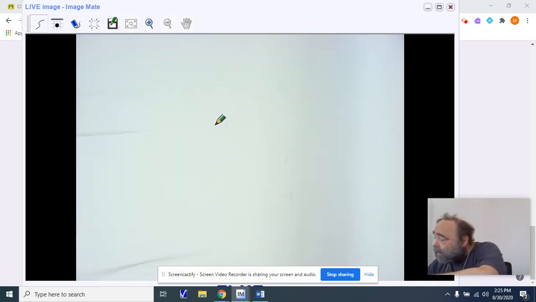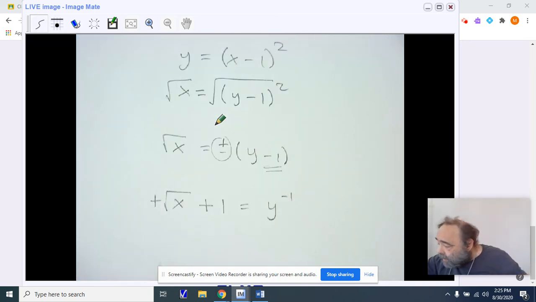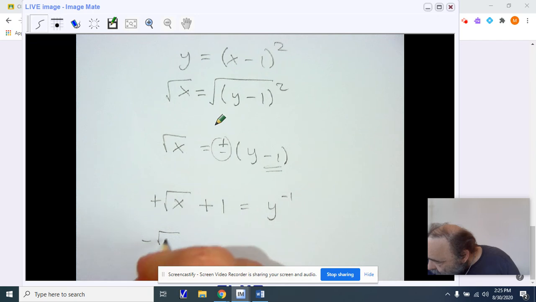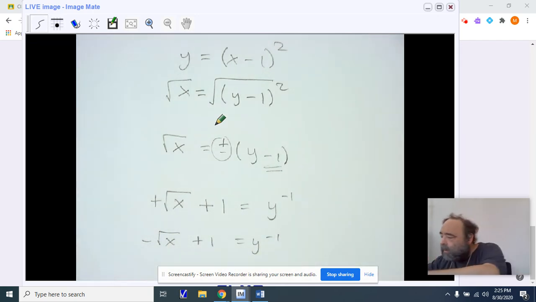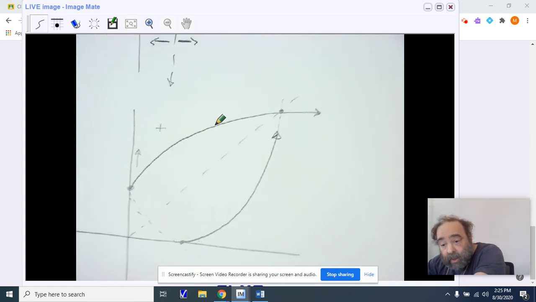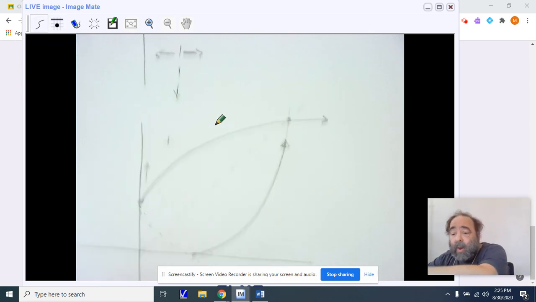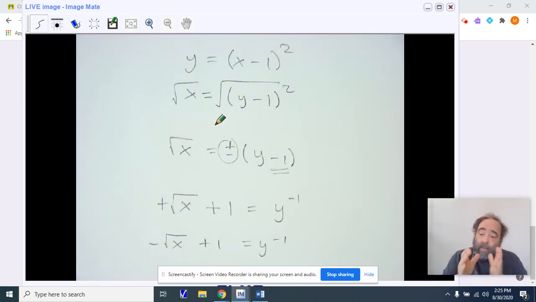That is this portion of the graph. If we did the negative square root plus 1 equaling our y inverse, we found this portion of our graph going downward, the decreasing portion of the curve, or the negative square root. Notice a quadratic will have a square root as an inverse, but we have to take only part of the square root. Otherwise, it fails the vertical line test and is not a function.